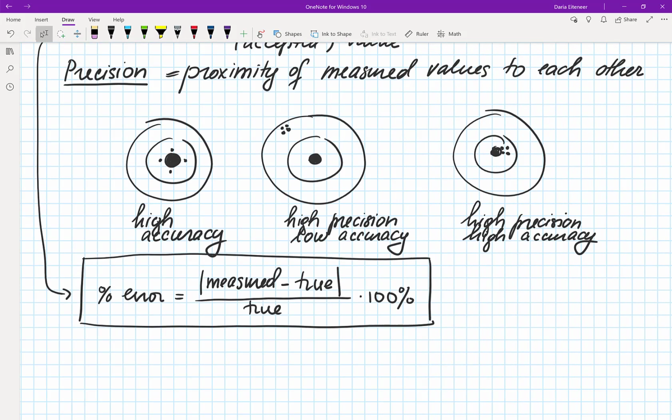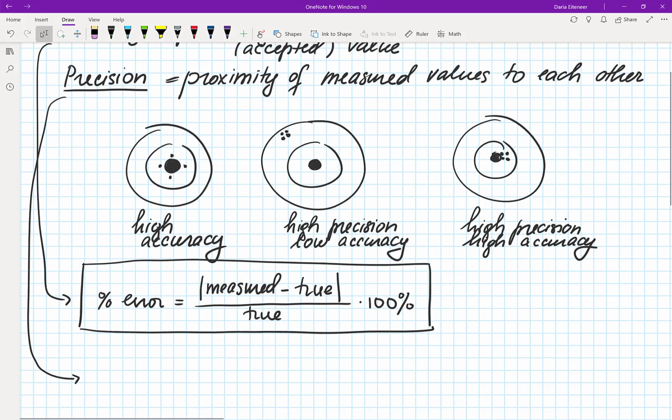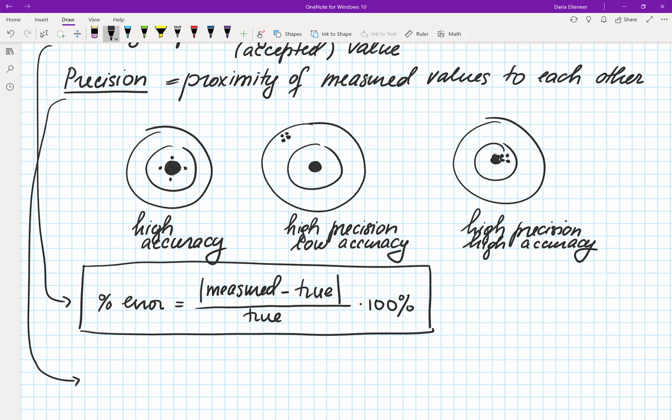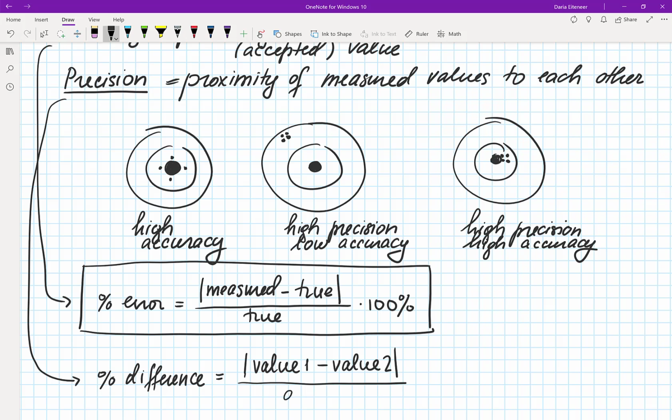For precision, we can write a similar equation. Here we're comparing values to each other, so we're going to call that percent difference. Percent difference is defined as the difference in two values. I'll call them value 1 and value 2. Find the absolute value of the difference, divided by the average of the two values.